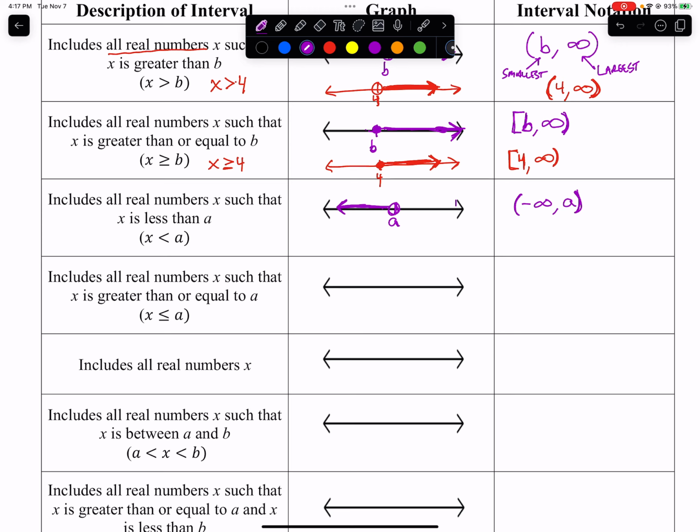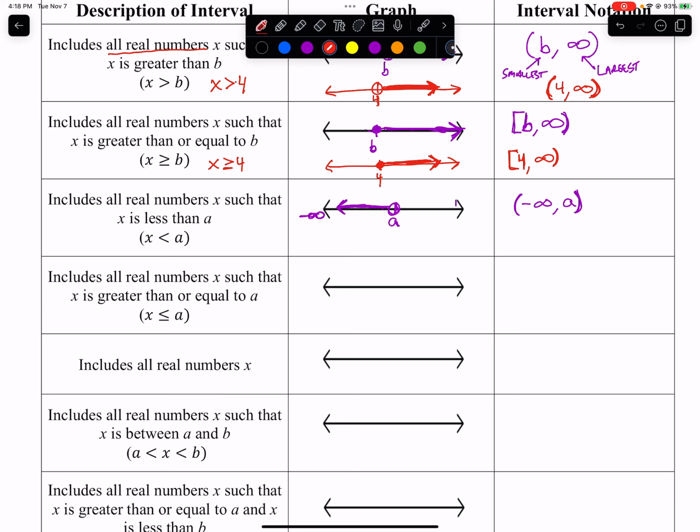Okay? So again, I could never include negative infinity. When I say all the numbers less than a, the number that's all the way left down here is negative infinity. That's the smallest number. They just keep going and going and going. They keep getting smaller and smaller, like negative 1,000, negative 1,000,000. So that's how I describe my notation from negative infinity to a. Remember, this does not include a.